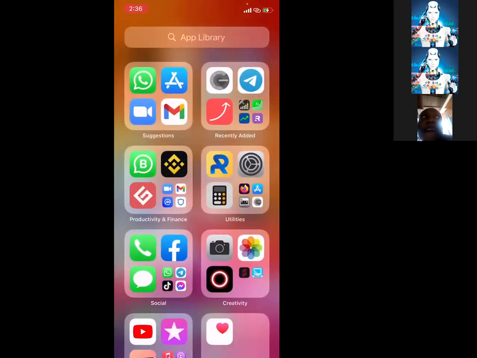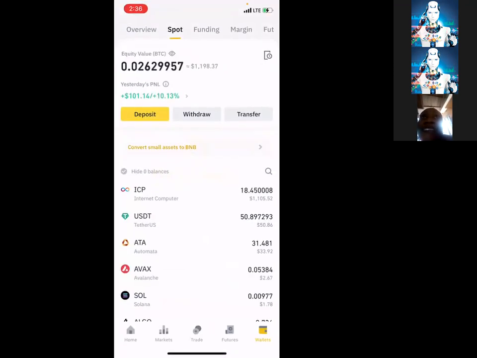All right, so let me just go to Binance. It's very easy. When you get to Binance, make sure you log in. Make sure you are on Spot Wallet. Make sure you're on Spot. You can see here the overview. I'm on Spot here. Get to Wallets and click on Wallets.